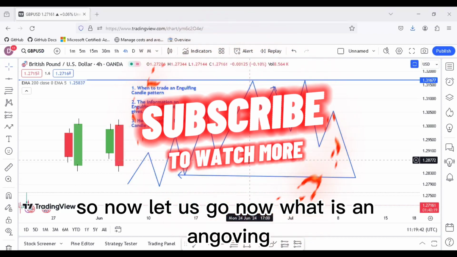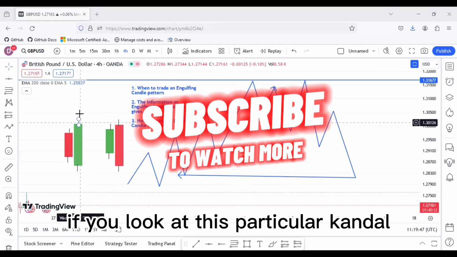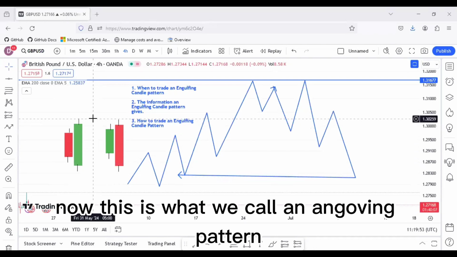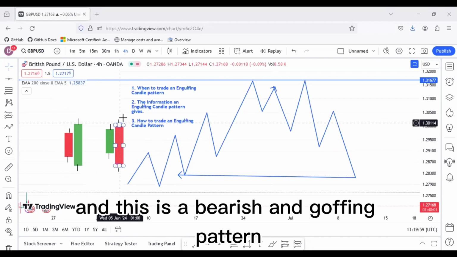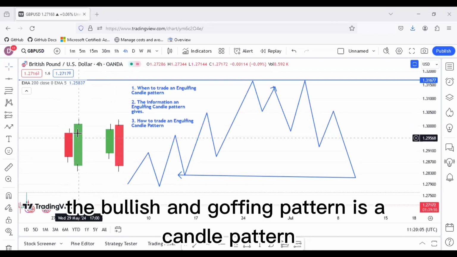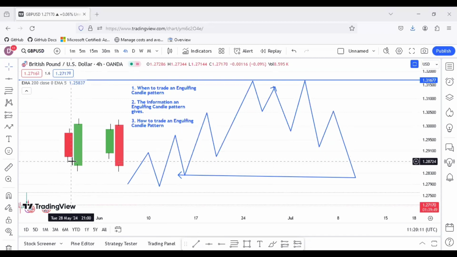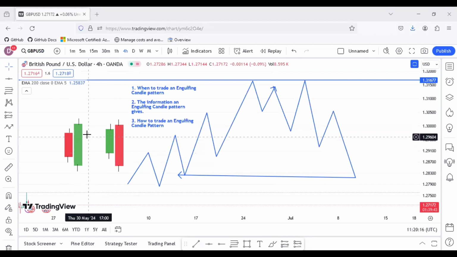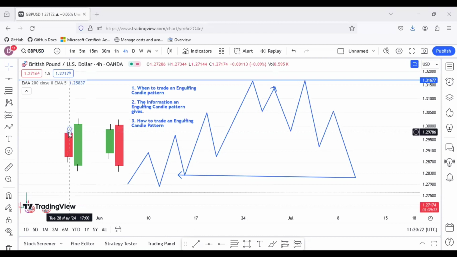Now, what is an engulfing? How does it look? If you look at this particular candle pattern that I have here now, this is what we call an engulfing pattern. This is a bullish engulfing pattern. And this is a bearish engulfing pattern. A bullish engulfing pattern is a candle pattern that has a small red candle completely engulfed by a bullish candle. It will engulf it both in body and in wicks.